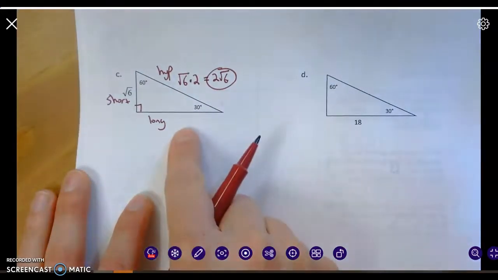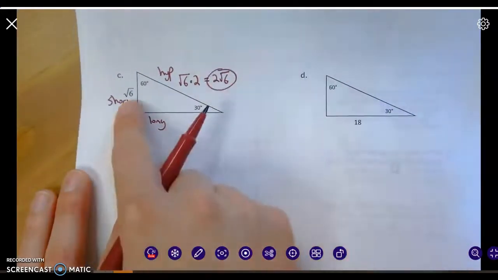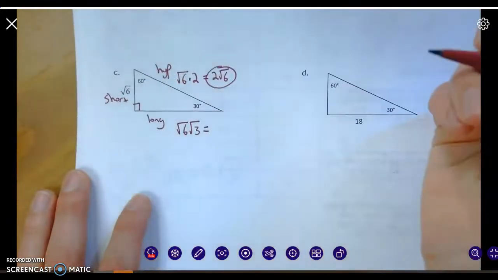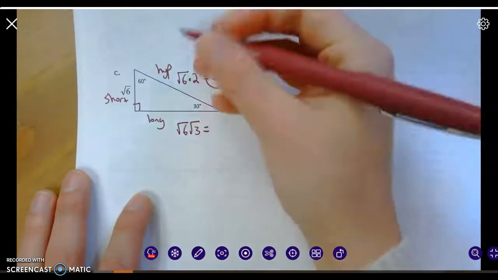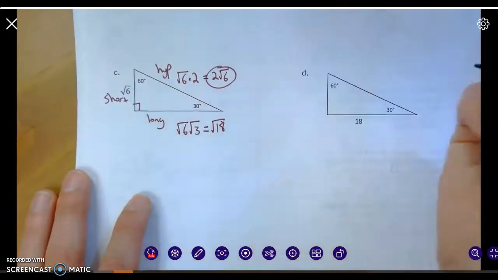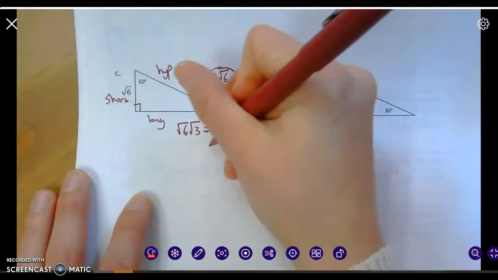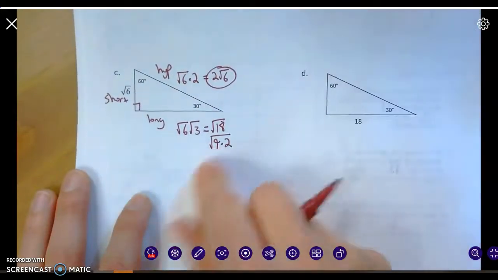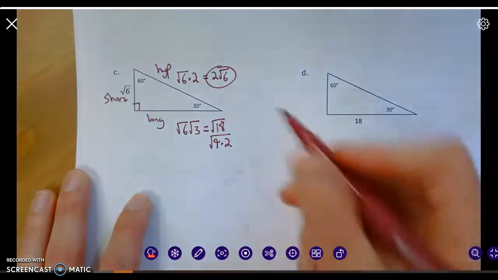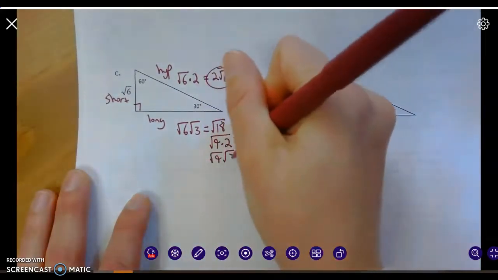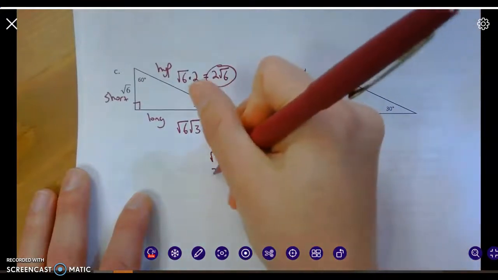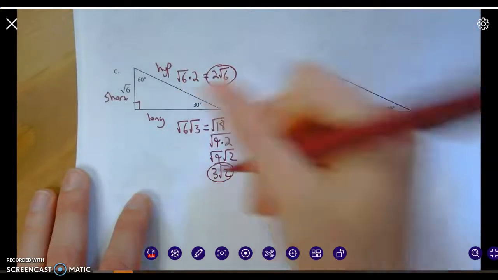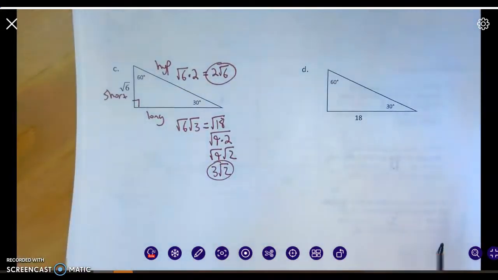And then to get the long leg, just like the other two problems, we take the short leg, square root of 6, and multiply it by square root of 3. Now, since these are like terms, we can multiply them together to get square root of 18. And the square root of 18 can be 9 times 2. 9 is a perfect square, which is why I'm going to pull that out. So the square root of 9 becomes 3, and the square root of 2 stays square root of 2. So the long leg is 3 times square root of 2.